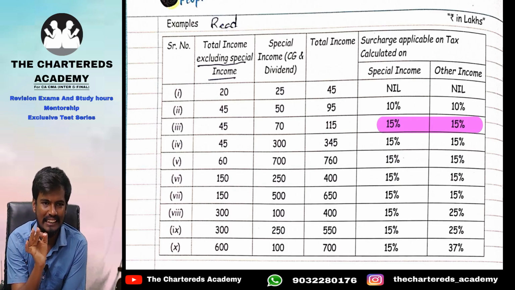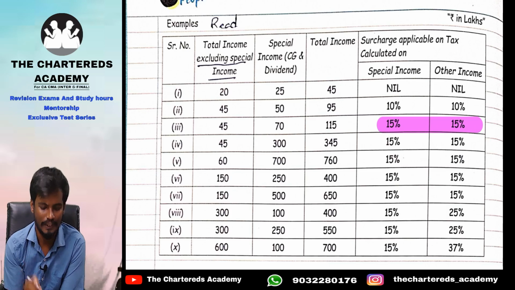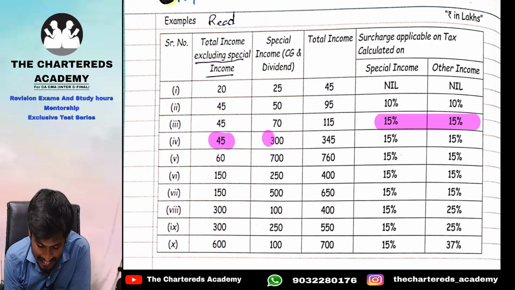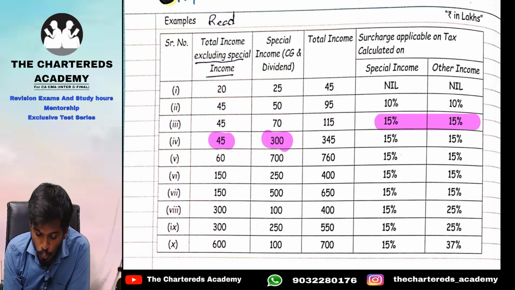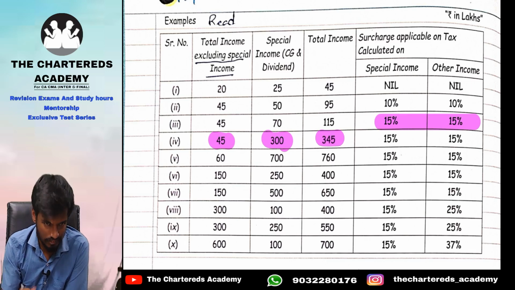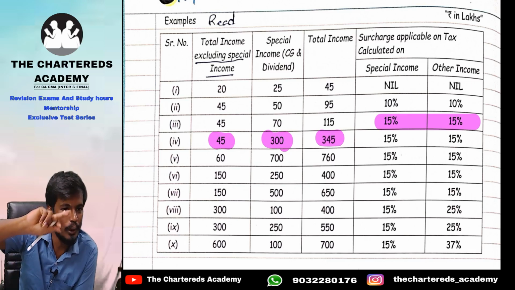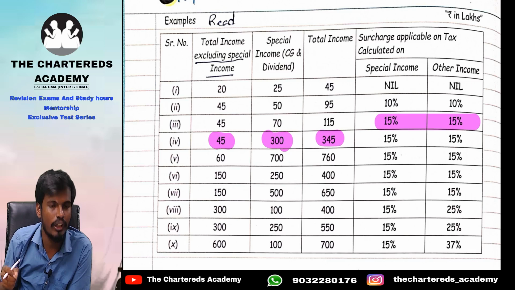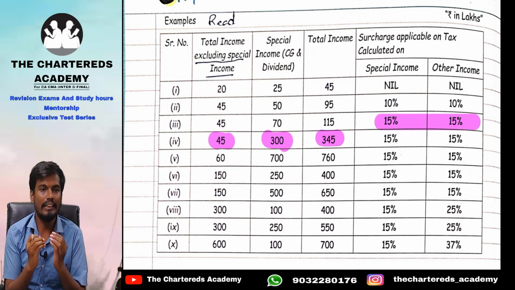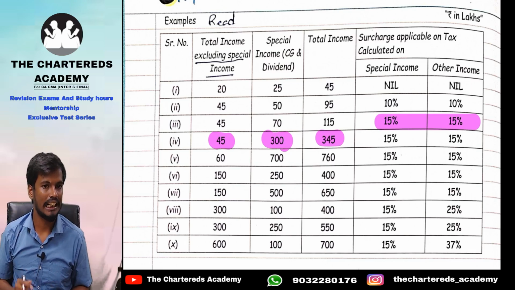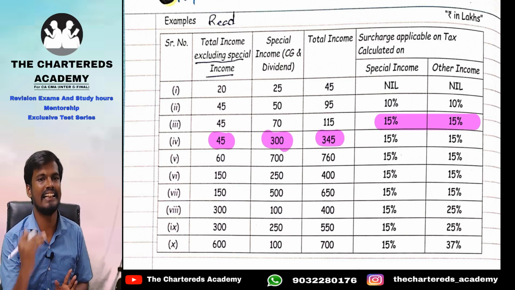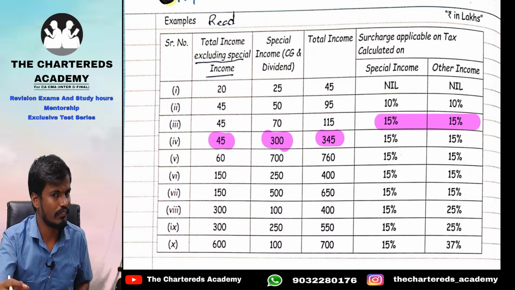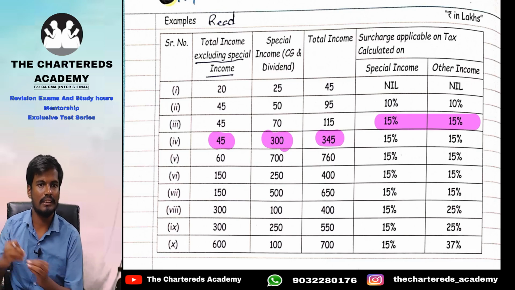Okay, now. Sir, your total income excluding specified income is 45 lakhs, but your specified income is 300 lakhs. Sir, your total income is 3 crores 45 lakhs. In this scenario, your total income exceeds 2 crores but is below 5 crores. What do you check, sir? Whether normal income itself exceeds 2 crores. If normal income itself exceeds 2 crores, you charge 25% on the normal income and 15% on the balance specified income.